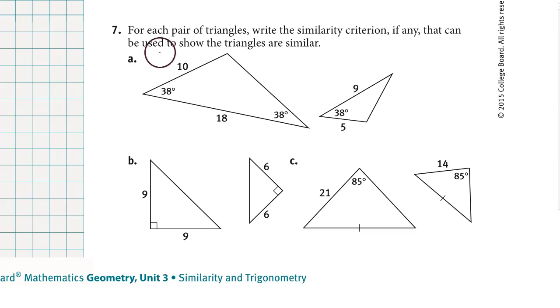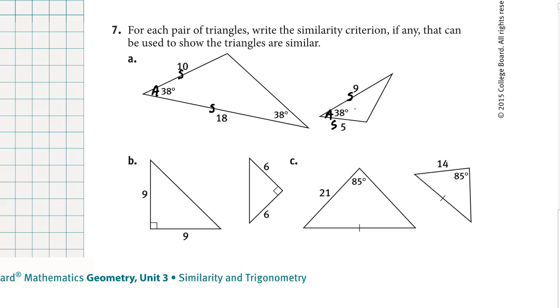Let's work on number 7. For each pair of triangles, write the similarity criterion, if any, that can be used to show that they're similar. So we have this large triangle and this small triangle. We have these 38-degree angles, and we know some sides. So we have a side, an angle, and then a side. Over here we have a side, an angle, and then a side.